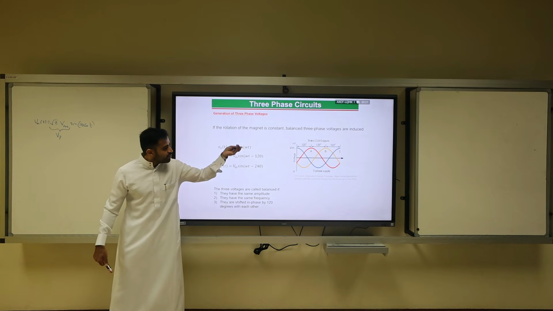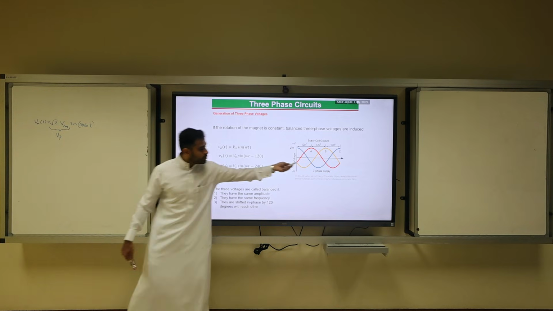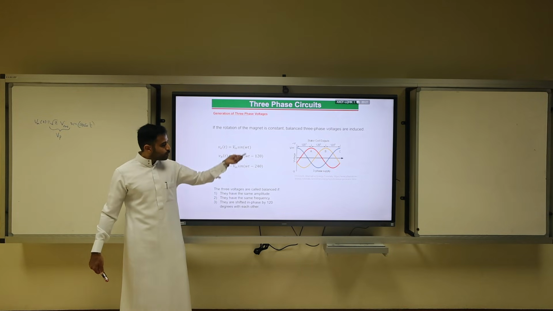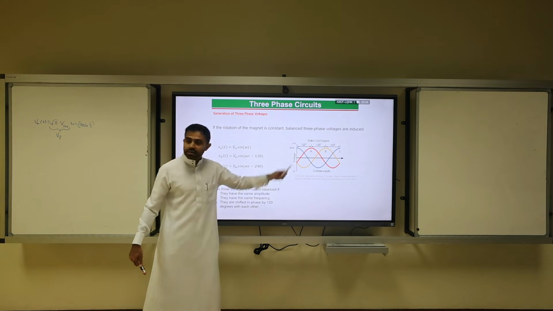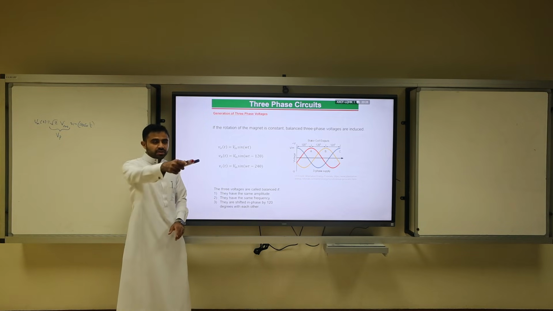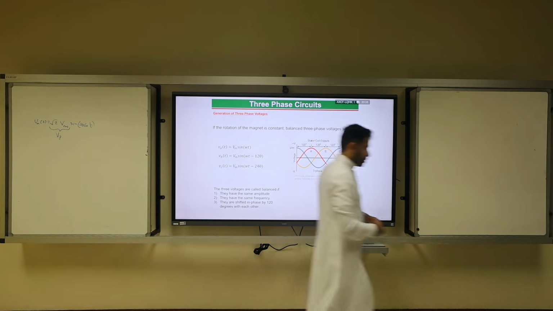It means if t is 0, put 0 here. What is the sine of minus 120? It's a negative number. Multiply it by the peak, then you will reach this number. Same for the other phase, put t as 0 and you will find it here. Clear? This is trigonometry. It's very important. That's why they teach you in middle school. Clear?